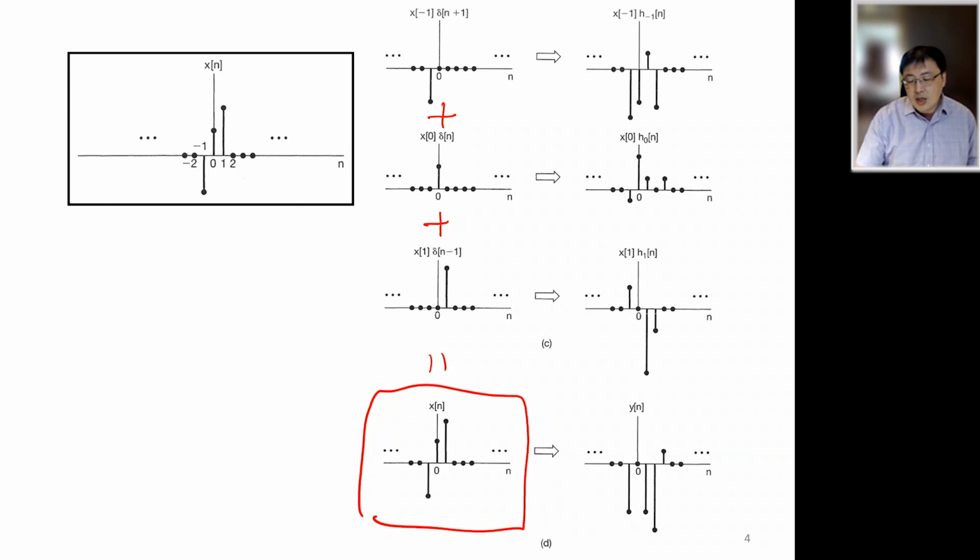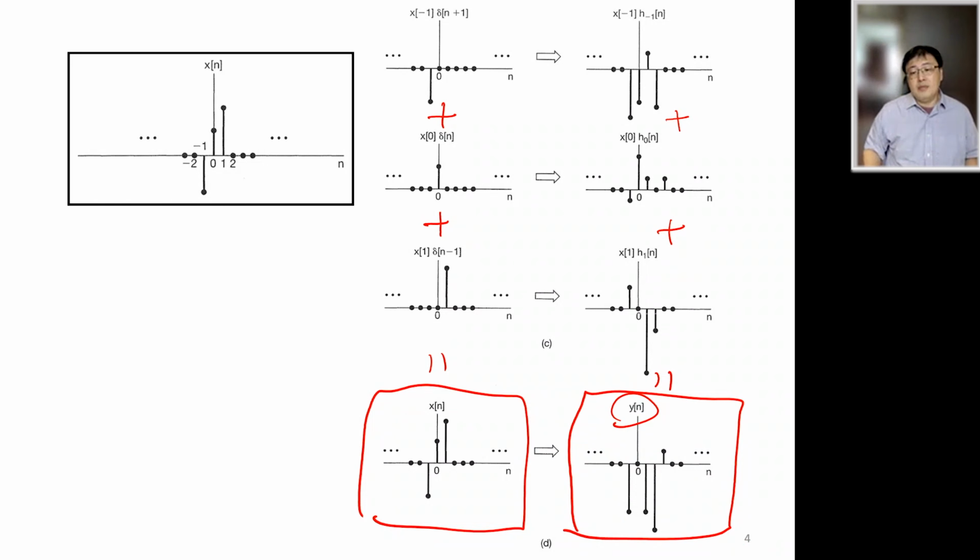Okay. So if the input is a superposition of these three time-shifted impulse functions, then the output will also be the superposition of their corresponding responses. Okay, so the output should be the sum of these three, to get this function yn here.